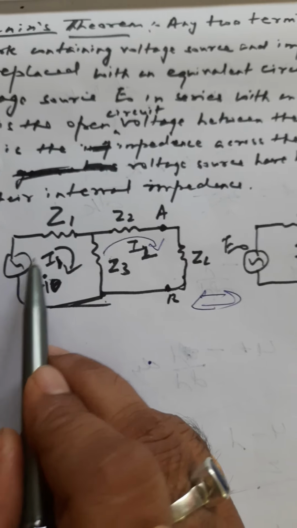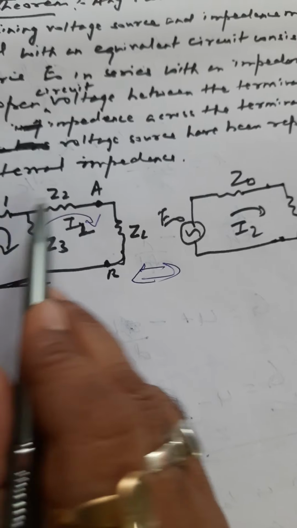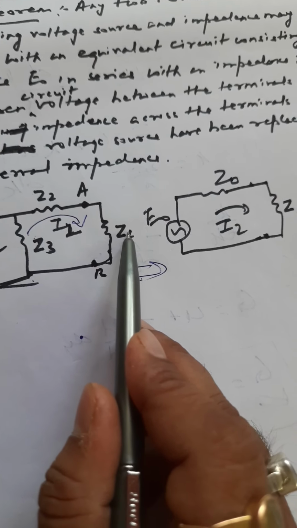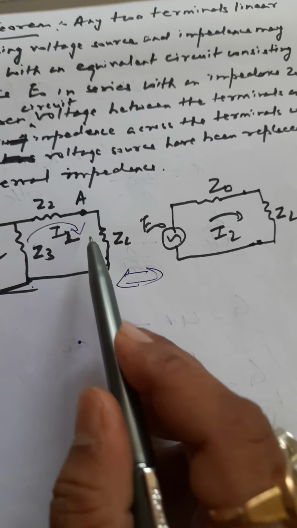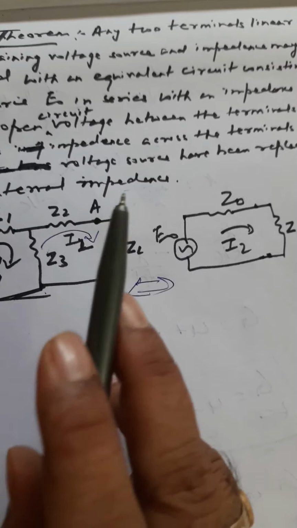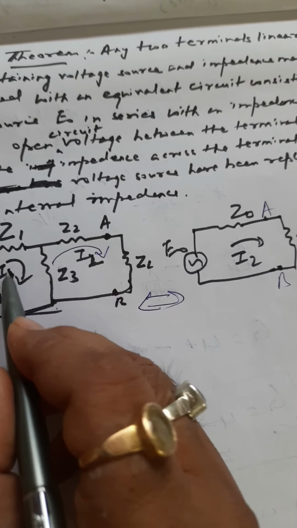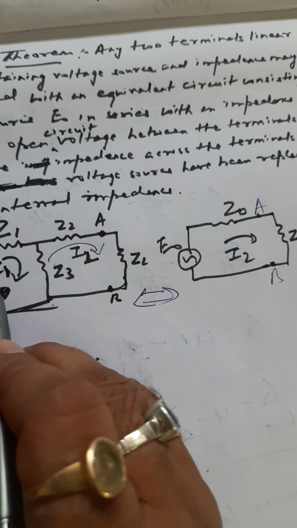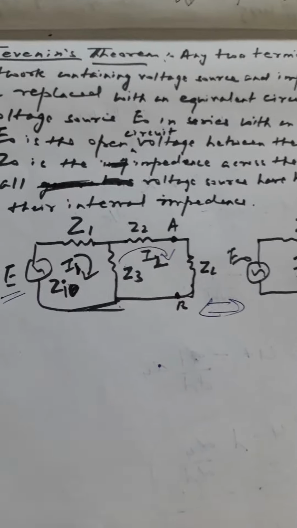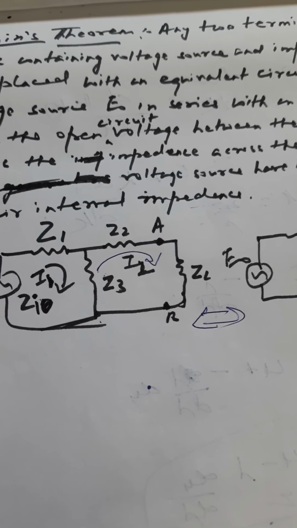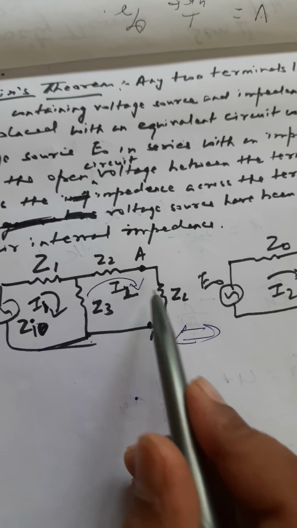Here the circuit, containing two meshes, has Z1, Z2, and ZL, the load impedance obviously. These are the terminals A and B, about which we need to know the voltage. This is I1 here, I2 here, and Zi is the internal impedance of E. Now we have considered a two terminal network, one active and the other passive.